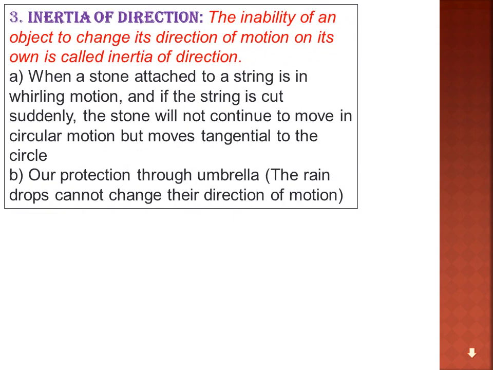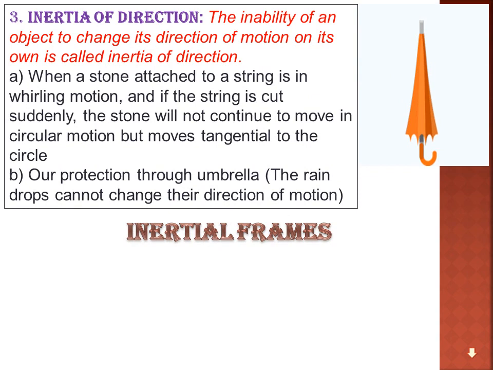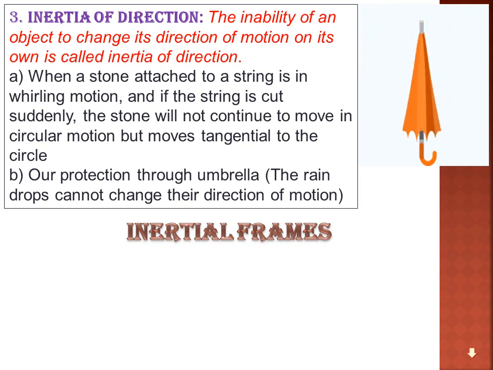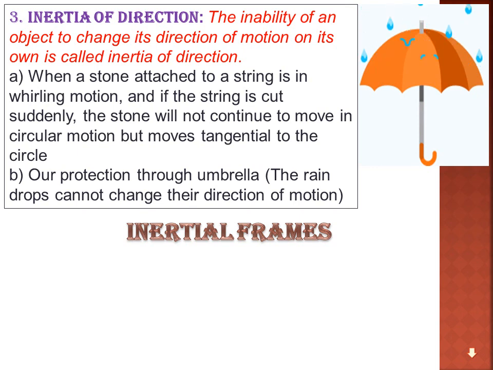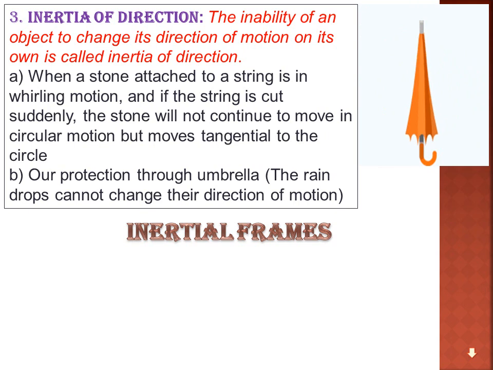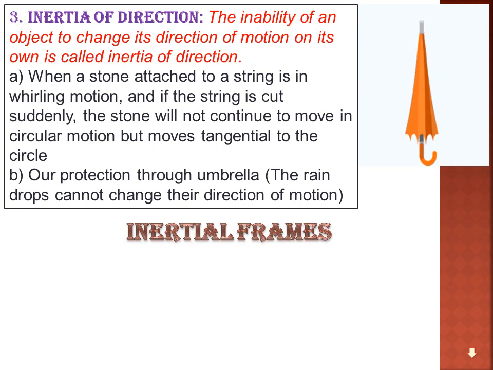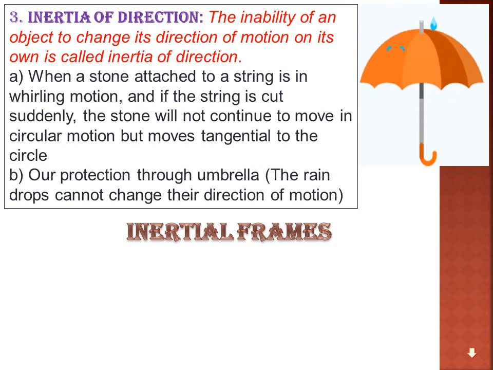The next one, inertia of direction. The inability of an object to change its direction of motion on its own is called inertia of direction. When a stone attached to a string is in whirling motion, and if the string is cut suddenly, the stone will not continue in circular motion but moves tangentially to the circle, which we can see in centrifugal forces. Then the second example, our protection through an umbrella. The raindrops cannot change their direction of motion while they move from the sky.